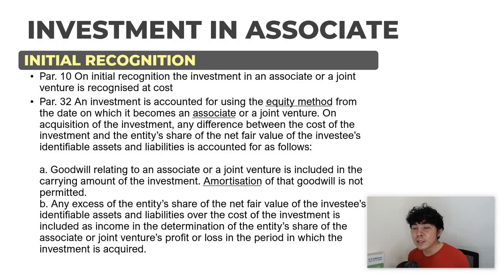So kung babalikan natin yung paragraph 32, ang sabi niya rito, kapag ang cost is mas malaki doon sa fair value of the identifiable net assets na binili mo, ang difference nila pertains to goodwill. Pero kapag ang cost is mas maliit kaysa doon sa binili mo, which is yung fair value of identifiable net assets, ang tawag naman doon is negative goodwill. At yun naman yung letter B.